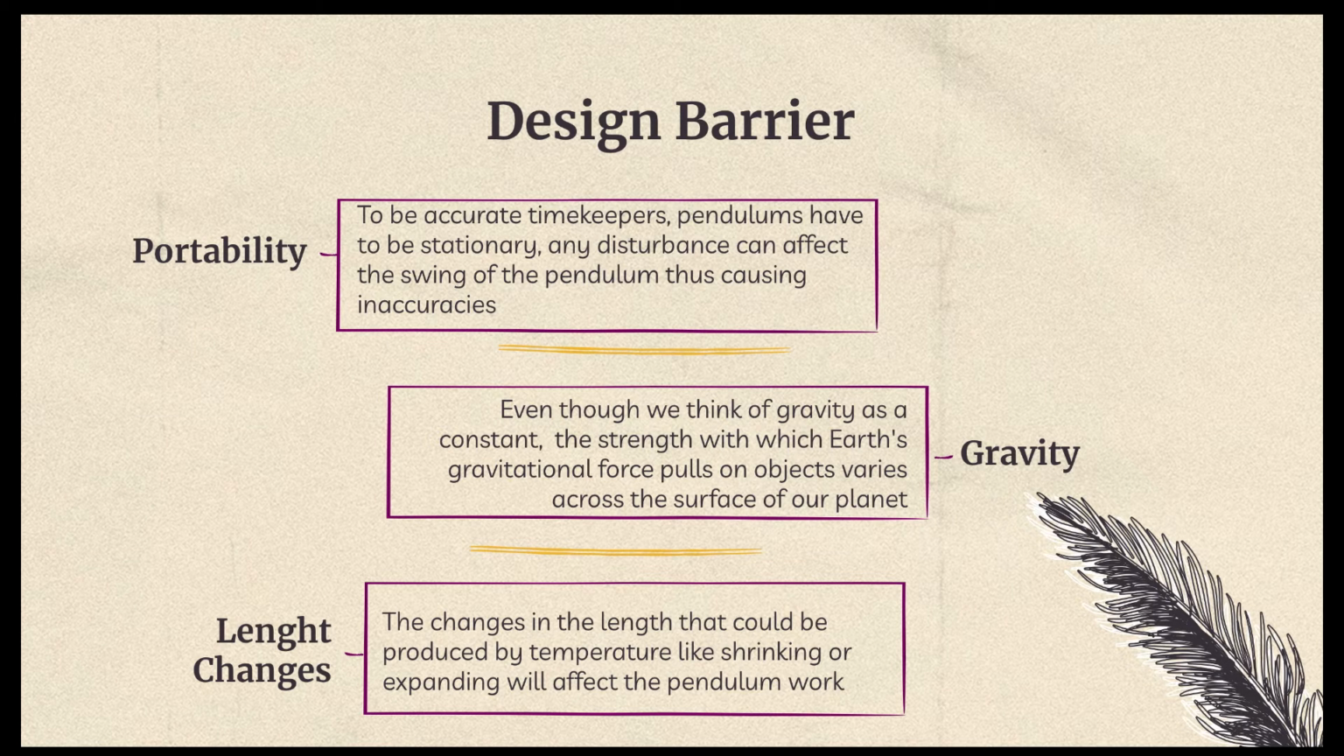Second, gravity. Even though we think of gravity as a constant, the strength with which Earth's gravitational force pulls on objects varies across the surface of our planet. Last but not least, the changes in length that could be produced by temperature, like shrinking or expanding, will also affect the pendulum's work.